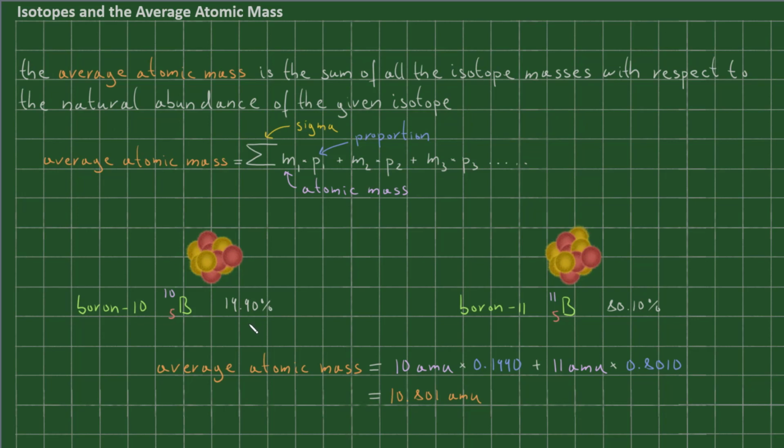In summary, isotopes are atoms that have the same number of protons but a different number of neutrons. And the average atomic mass is calculated by taking into account the masses of those isotopes and their relative abundance.